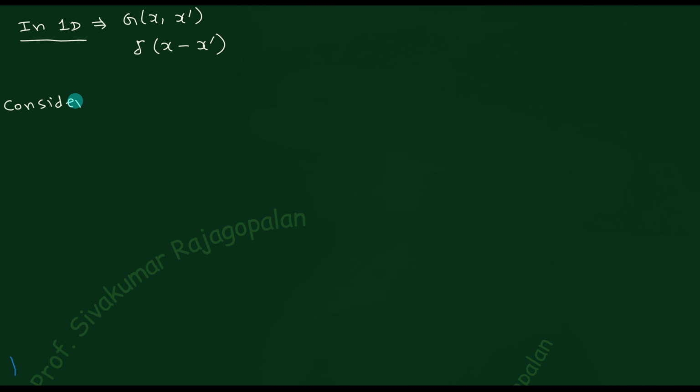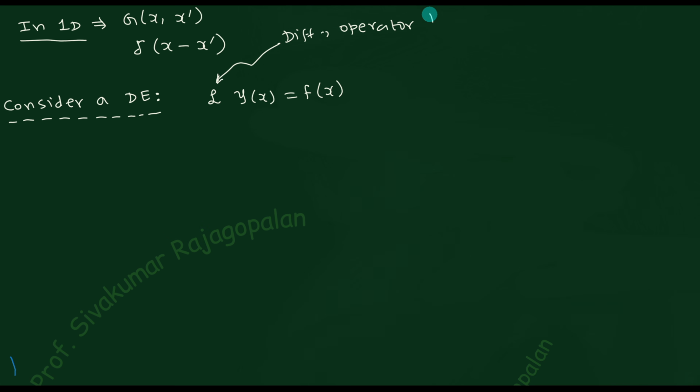Now what you do is consider a general differential equation, looking like a linear operator. I have some kind of linear differential operator L operating on some function y of x, which will be given by some known function f of x. This kind of terminology should be clear. Let me write down: capital L represents a differential operator. It could be anything. Take for example d square by dx square. You can always consider that as an example of a differential operator.